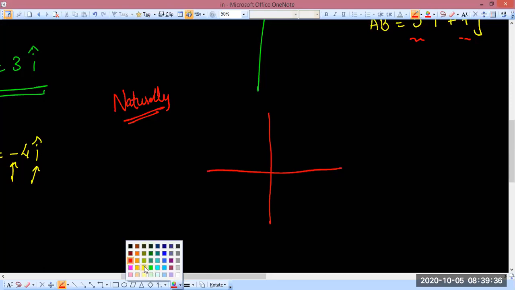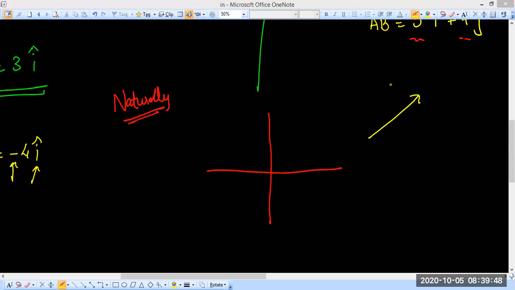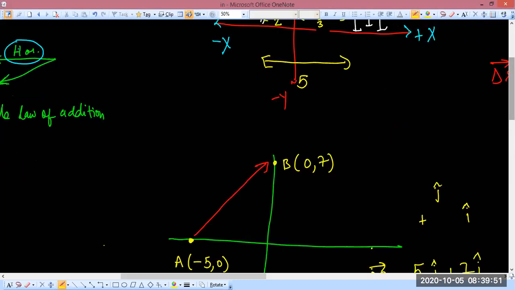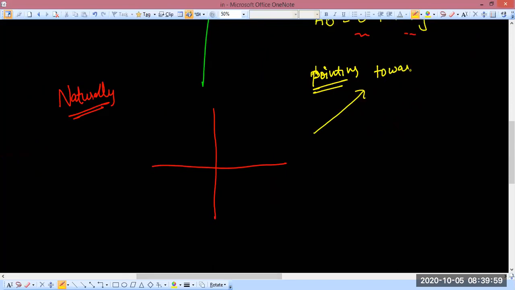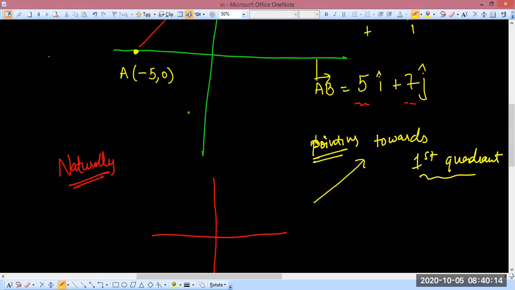Okay, that is required. So I'm saying that if you draw an arrow like this, do you see that this arrow is actually pointing? Pointing is very important. Pointing towards the first quadrant. Yes or no? Some of you will not get it, no problem. Yes, upward and right side. That's why towards the first quadrant, upwards and right side.